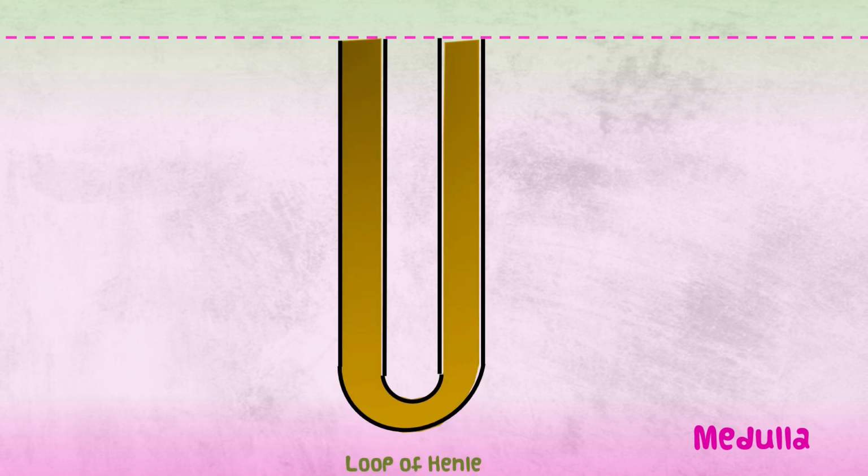Below this boundary, there is medulla, while above this boundary, there is cortex. This is loop of Henle; the descending limb and ascending limb of loop of Henle lie in medulla. This is thick descending limb. This is thin descending limb. Then there is hairpin bend of loop of Henle. Then this is thin ascending limb. And then this is thick ascending limb.